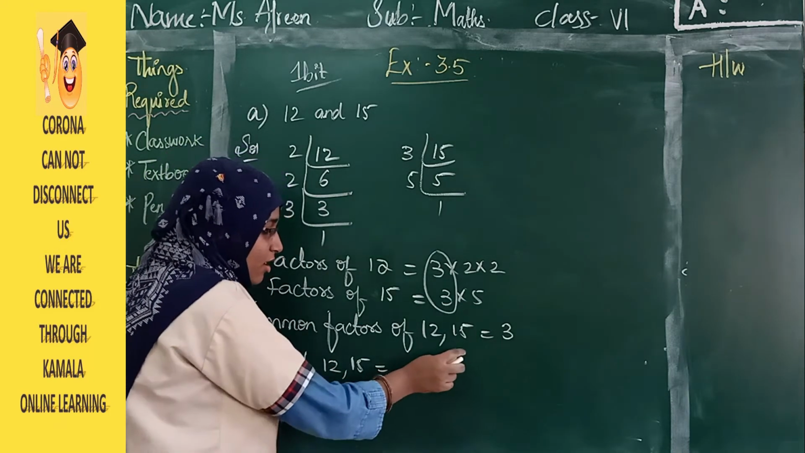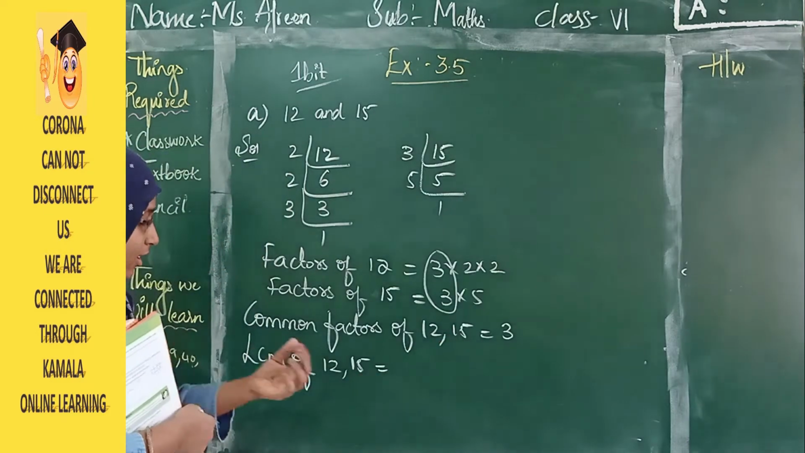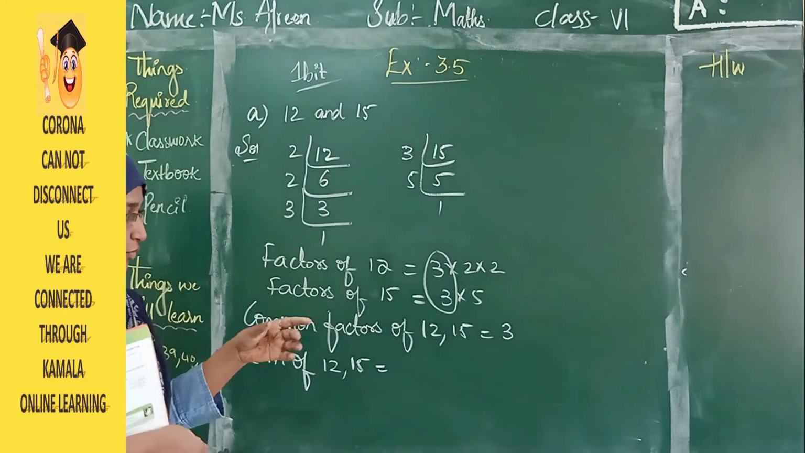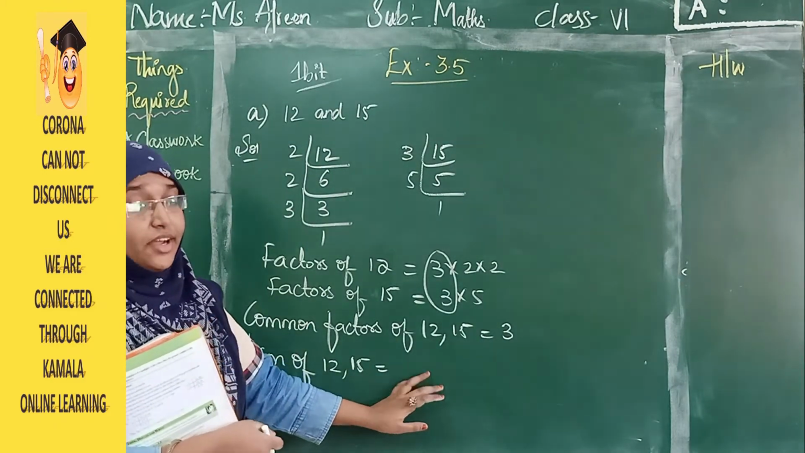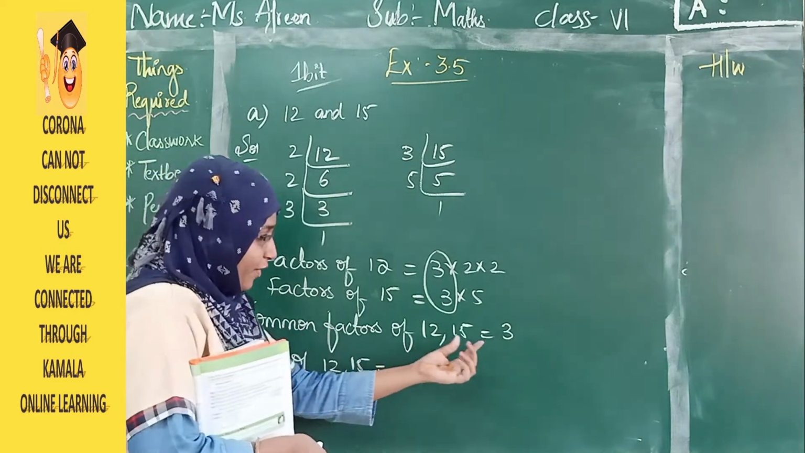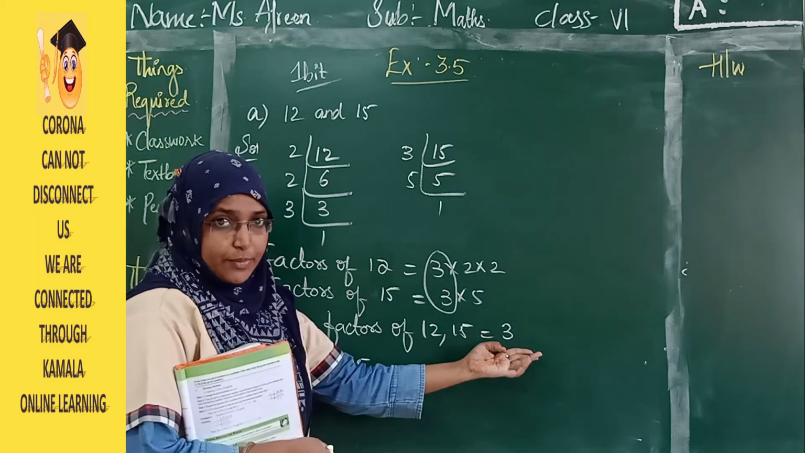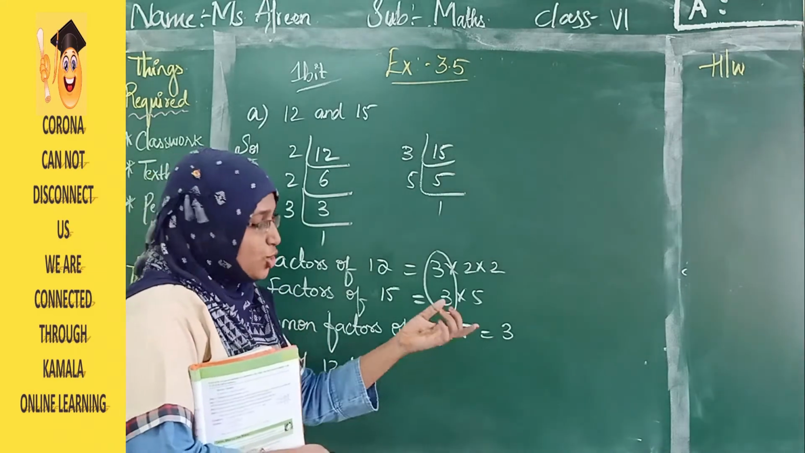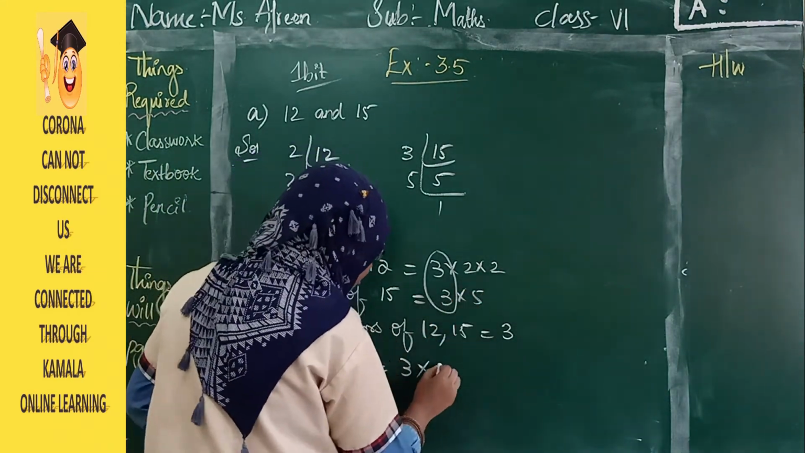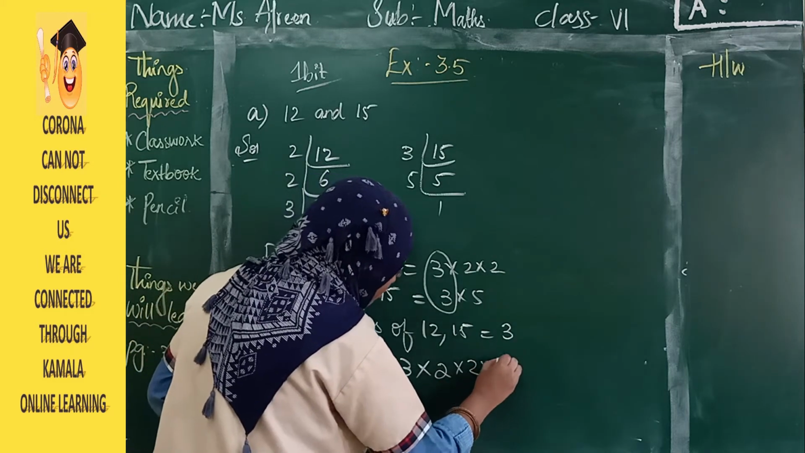We have to multiply the common factors with the remaining factors. Just now I said we will get HCF into the product of the remaining factors. Right? Now what is HCF? Highest? To find the highest, is there any other number? This is only a single number. So that's why 3 into, what are the remaining factors we have? 2 into 2 into 5.